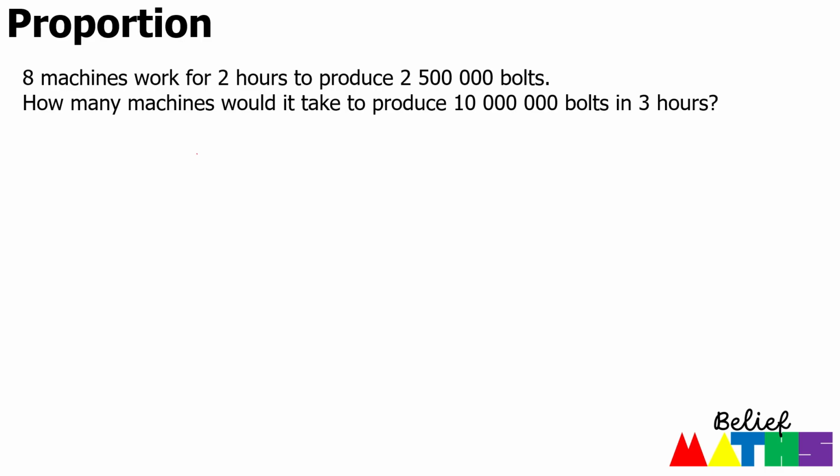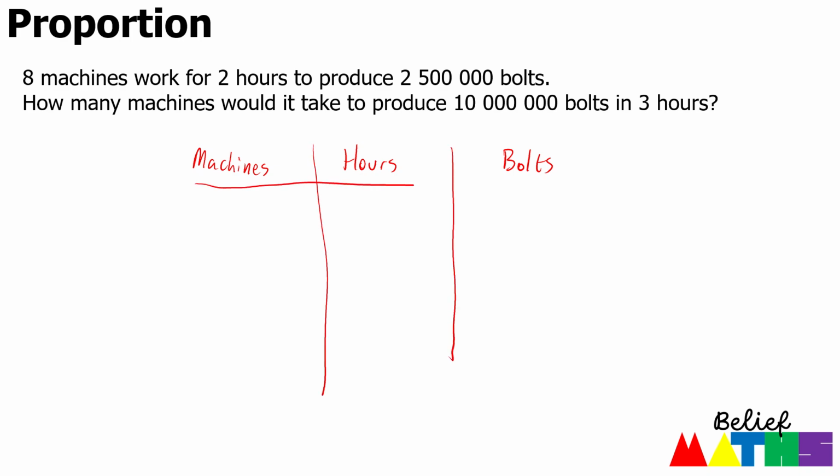So we're going to set this up a bit like a ratio. We've got machines, hours, and bolts. But we're going to make it a table rather than a ratio because it's technically not a ratio. So we've got 8 machines, take 2 hours to make 2.5 million bolts. And it asks, how many machines would it take to produce 10 million bolts in 3 hours? Well, the first thing we're going to do is get this 10 million bolts because we're only going to change one thing at a time. So in each of these, we're going to change one thing. So this one becomes 10 million.